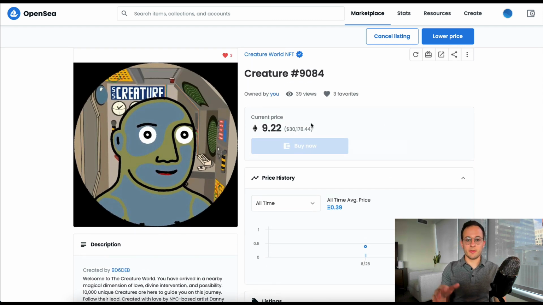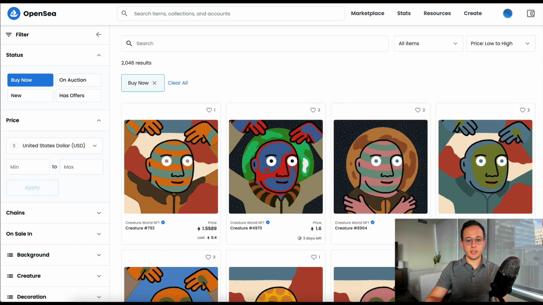You can ignore this current price here. I just set it at something ridiculously high. But if we go over to the project as a whole and look at the floor, you can see the floor is about 1.6 ETH to purchase a Creature World NFT. Of course, this is one example, so it's possible this was just dumb luck, but I still think the data I'm going to go over in this video is going to be helpful for you when you're researching new projects.